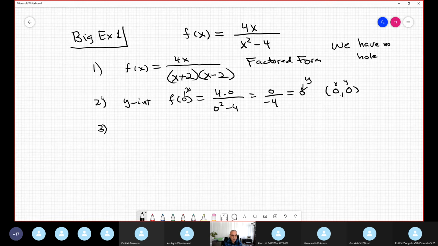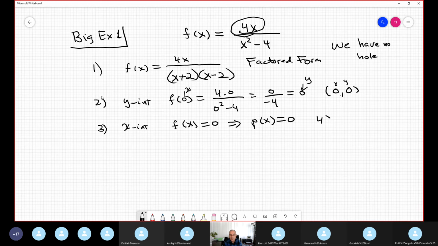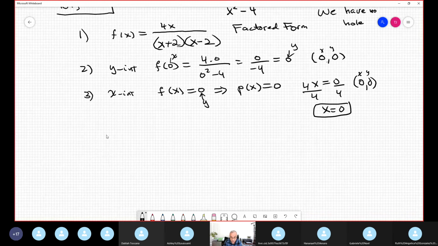Okay. The third step is to find the x-intercept. For the x-intercept, the formula is f of x equals 0, or equivalently p of x equals 0. And p, remember, is the polynomial in the top, this guy. So basically, my equation is 4x equals 0, divide by 4 on both sides, x equals 0. Confirmation: the point 0, 0, the famous one. Remember, this was the y, you enforce it to be 0, and you get x equal to 0. Conclusion, guys: in this example, we have only one intercept, and by coincidence, it's the same. 0, 0 is the origin.